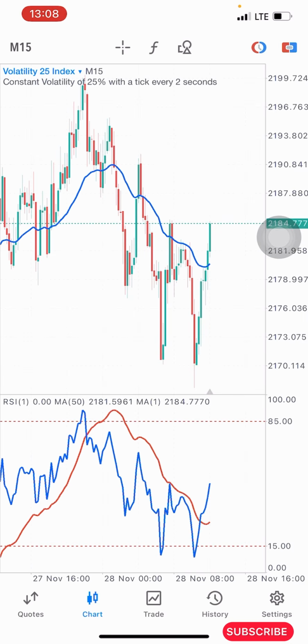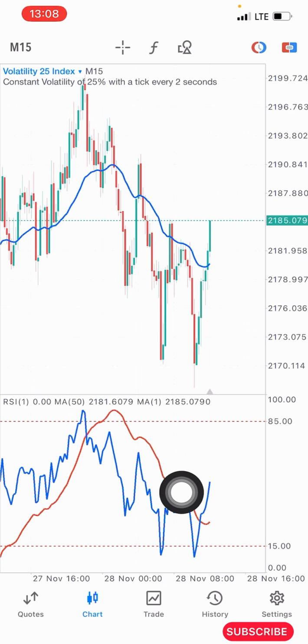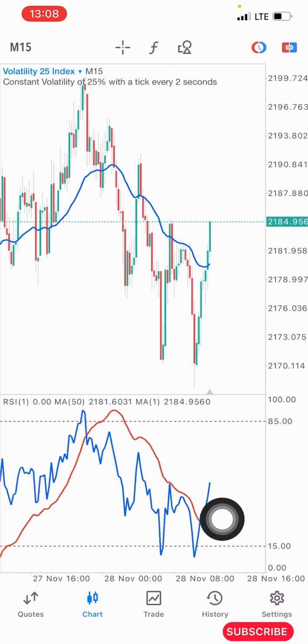All right, so make sure you place it. So as you can see here, this is where the market is currently. It got to the blue line, got to the overbought level, but the red line is still not yet at the overbought level. So in this kind of case, don't go in. All right, don't go in.